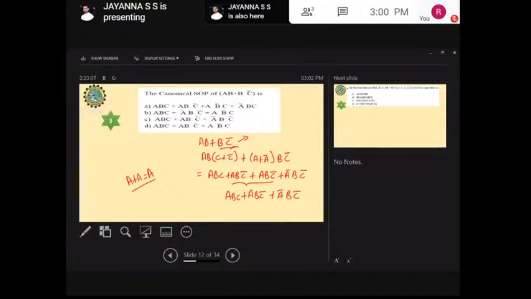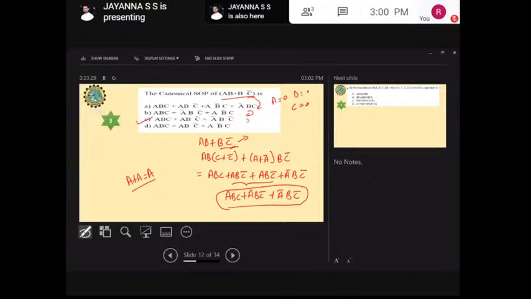Okay, just check which expression matches this one. If this is ABC bar, A bar BC bar. Okay, this is one way of approaching this question. Another way is to just apply the values of A equal to 0, B equal to 0, and C equal to 0 in the expression, and check the individual equation.